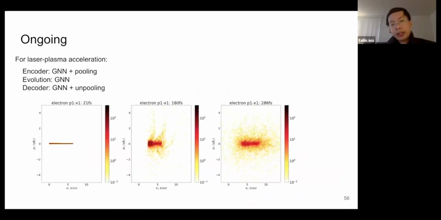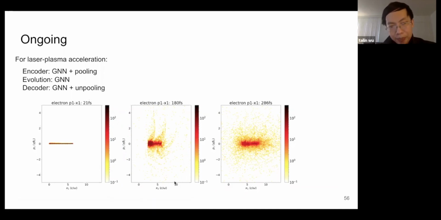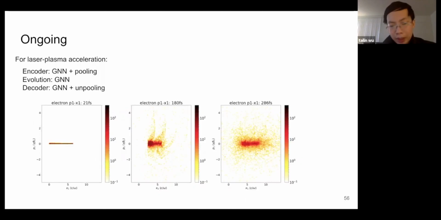And for the larger system, where the ground truth uses the particle-in-cell method, we are right now using a graph neural network to perform the encoding, evolution, and decoding, because it is much more suitable to do it in this graph-based way, specific to this system. So right now we are implementing this, and hopefully there will be some good news in a few months.